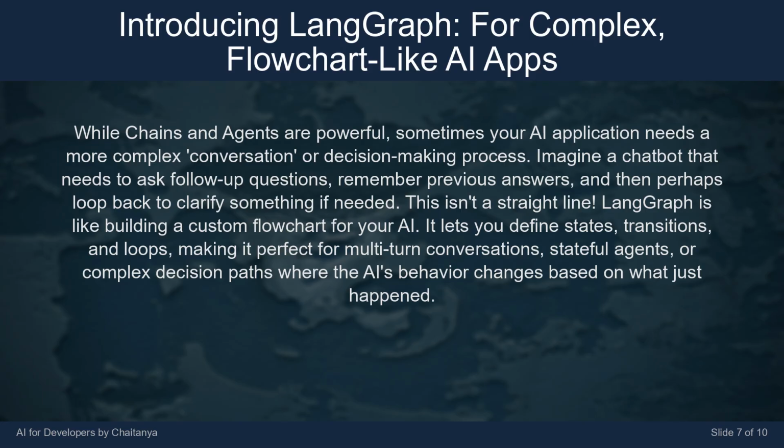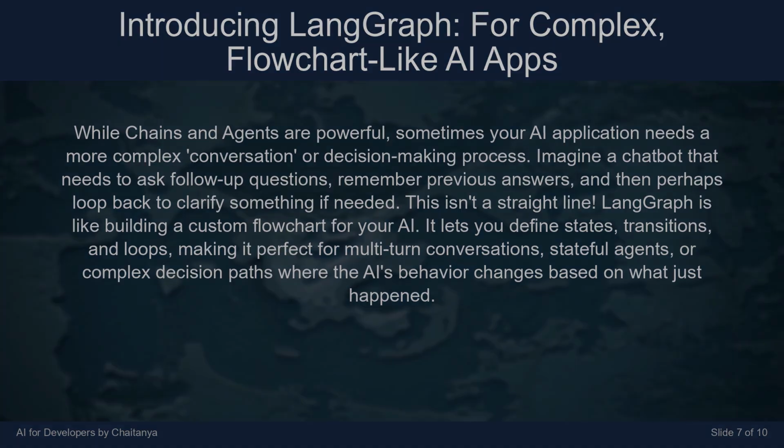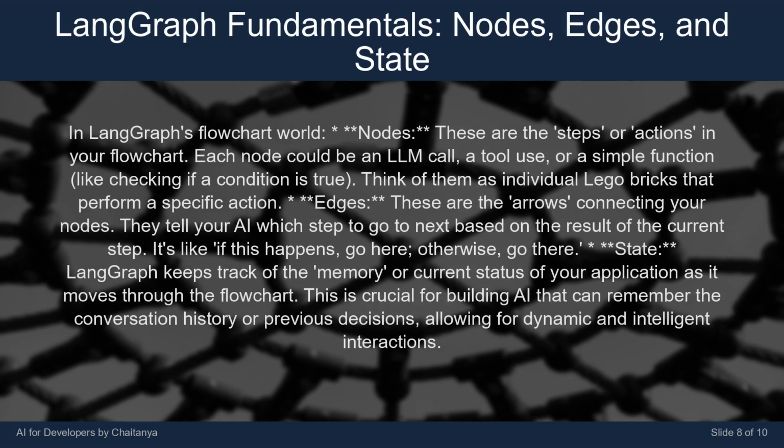Stateful agents are complex decision paths where the AI's behavior changes based on what just happened. In LangGraph's flowchart world, nodes, these are the steps or actions in your flowchart. Each node could be an LLM call, a tool use, or a simple function, like checking if a condition is true. Think of them as individual Lego bricks that perform a specific action.